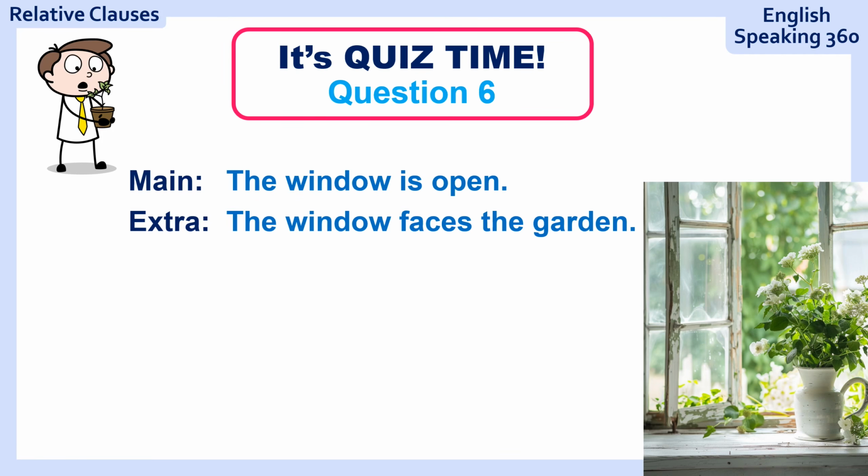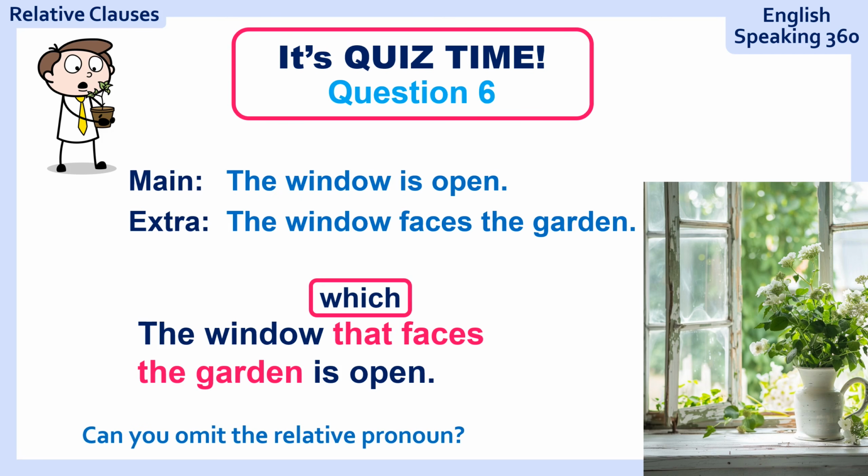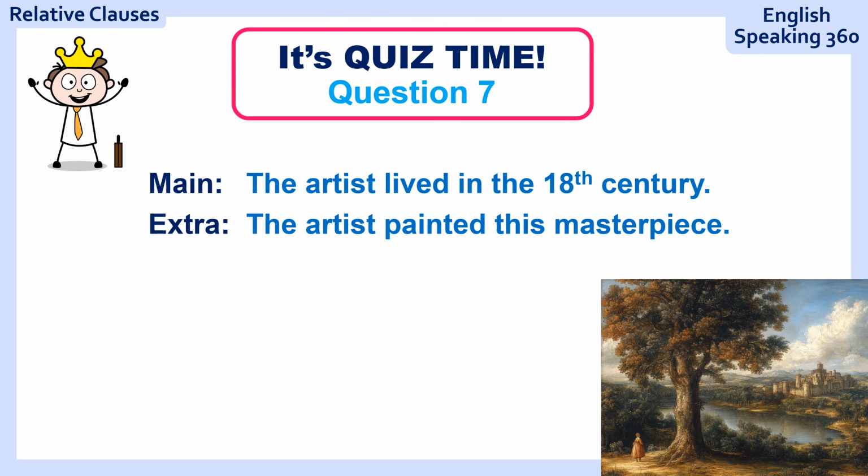Question 6. The window is open. The window faces the garden. Merge the two sentences, and the answer is the window that faces the garden is open. Do we have one more pronoun? Of course we do. You can say the window which faces the garden is open. Can you omit the relative pronoun? In this case, you cannot, because what faces the garden? The window is the answer, so that and which are both subjects of the relative clause.